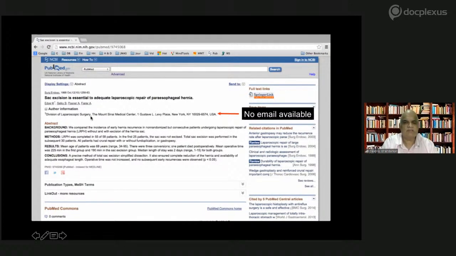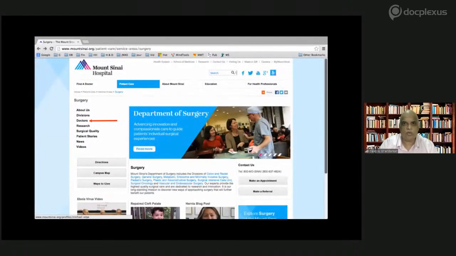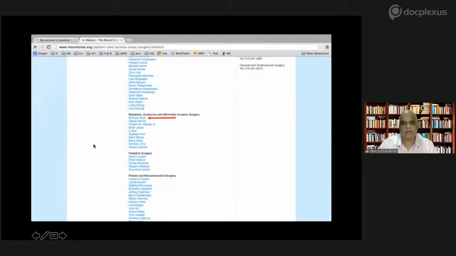So we know that this paper was published from Mount Sinai Medical Center. So we can go to the, and this is true, and I have done this several times, particularly the American hospitals have easy access to the doctors' and clinicians' email on their website. The Europeans are not so particular about it. Obviously, this usually is a professional or hospital email, and it's hardly ever a personal email. So let's look at the doctors on this Mount Sinai Hospital website.